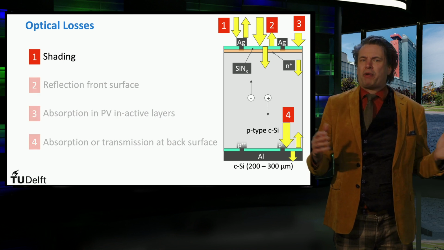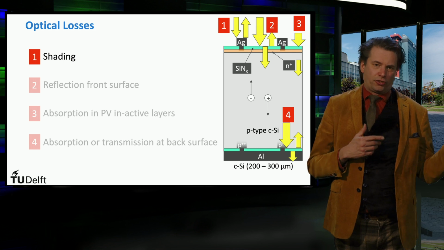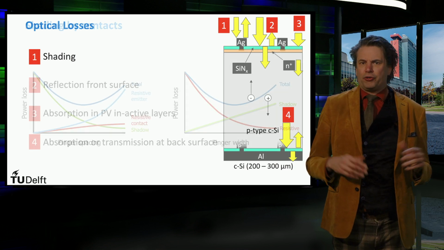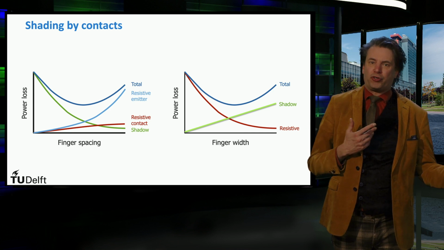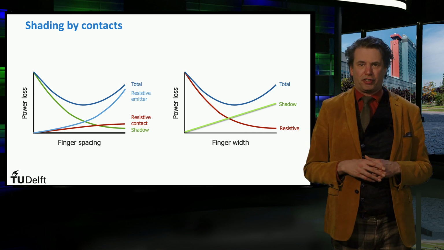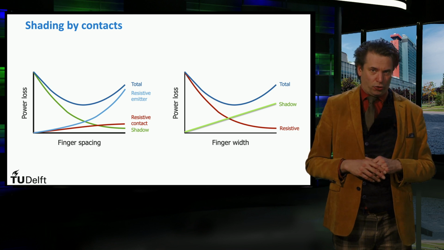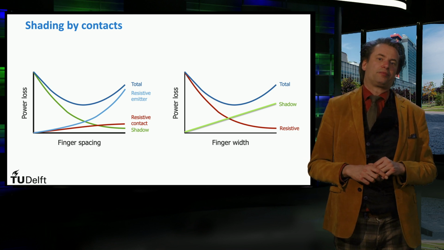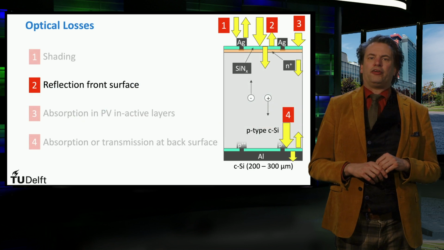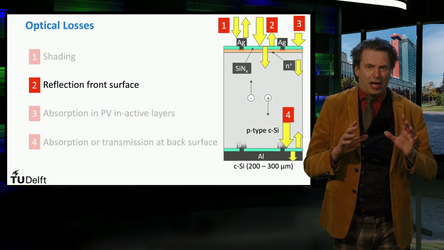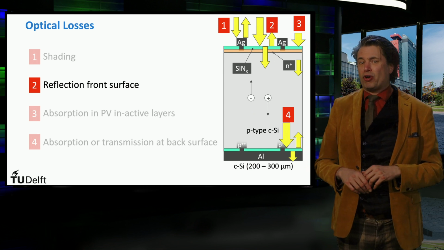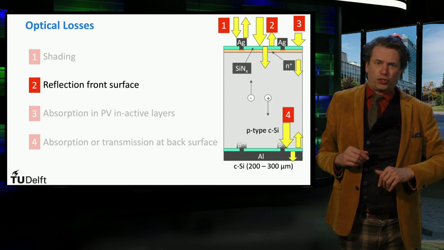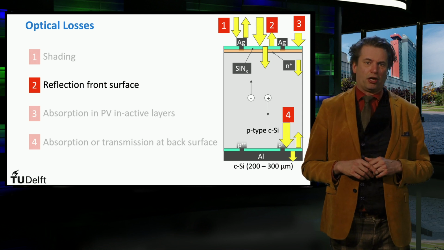Shading losses are caused by the front contact grid as discussed earlier. The optimum contact grid at the front is a competition between reduction of the shading losses and a reduction of the resistivity losses in the metal contact and the emitter layer. Secondly, the reflection at the front surface can be considered as a loss mechanism. In part 1 of the solar energy MOOC, we already discussed two approaches to reduce these losses.